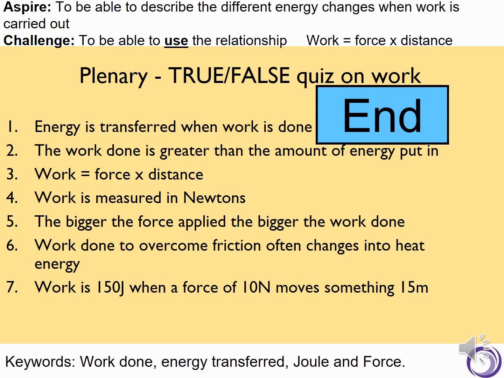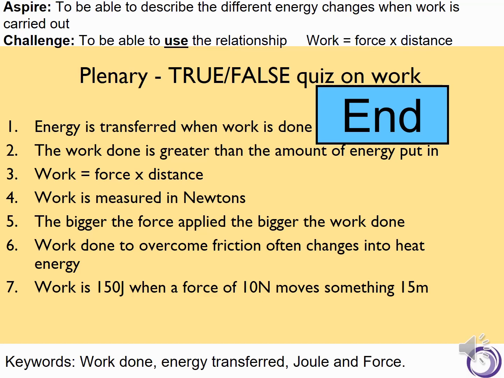So let's have a look then at the true and false quiz. Energy is transferred when work is done. Energy is transferred when work is done, so that would be true. The work done is greater than the amount of energy put in. That cannot be correct because of the law of conservation of energy. That's false. Work done equals force times distance. W equals F times S. Correct. Work is measured in newtons. No, that's not correct. That's false. That would be joules.